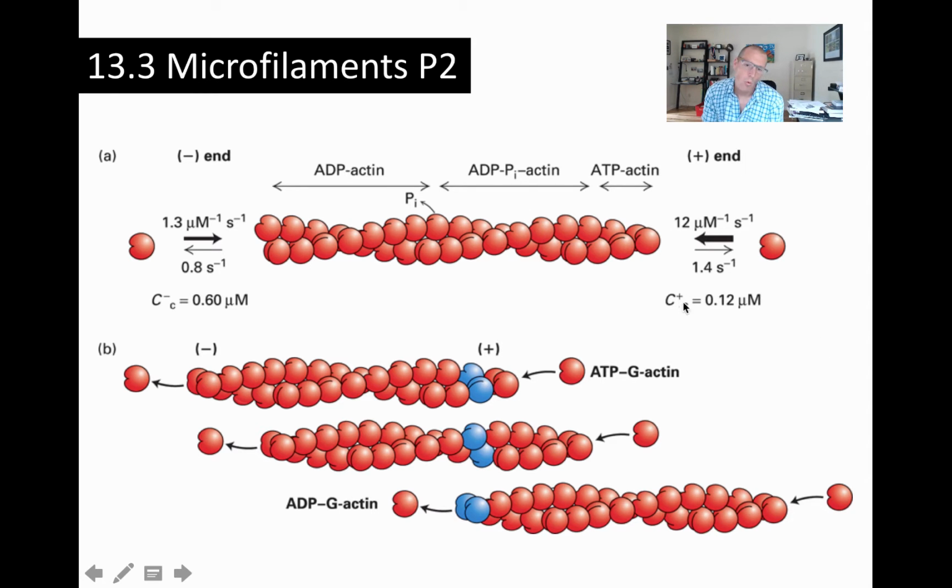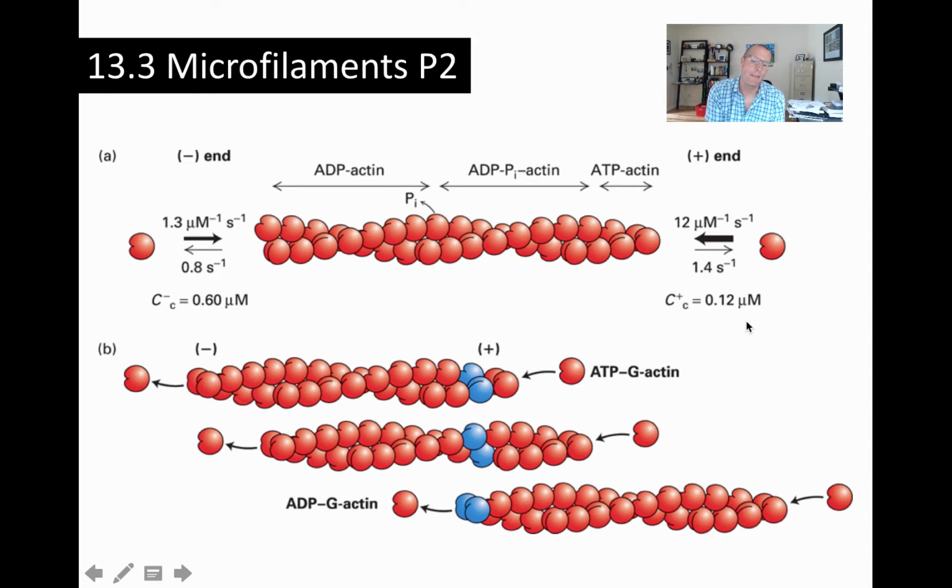If we work out what the critical concentration for the plus end is, and you remember I keep saying that there's a different critical concentration for the plus end versus the minus end. Here's how we get there. If we calculate the critical concentration of the plus end, we do that by dividing the off rate by the on rate, and that gives us 0.12 micromolar. So that's the critical concentration for the plus end.